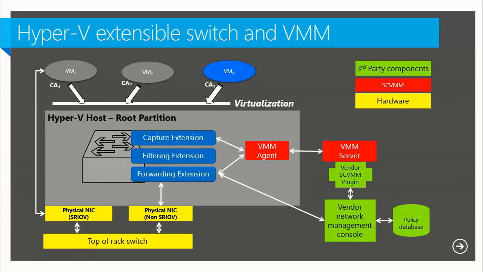Now, in order for VMM to manage it, VMM has to be able to set these port profiles. We do this through our agent, through WMI directly from the VMM server. And we also need to be able to talk to these third-party network management databases so that we can import the port profiles and make them available to users to select and manage in VMM.